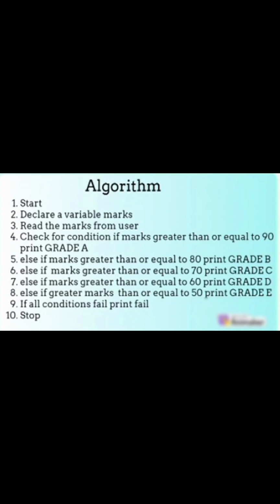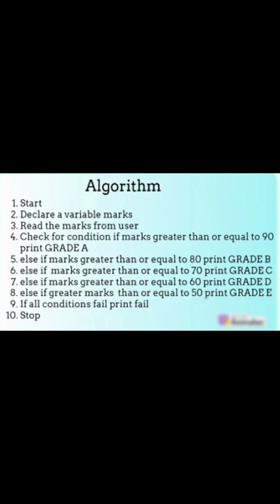If even this condition fails, it goes to the next step. Else if marks are greater than or equal to 70, it will print grade C. If this condition becomes true, it will execute the particular block, and if it fails, it goes to the next statement. If marks are greater than or equal to 60, it prints grade D. If even this condition fails, it goes to the next step: else if marks are greater than or equal to 50, it will print grade E. If even this condition fails, it executes the else statement, that is, it will print fail. And next, stop.